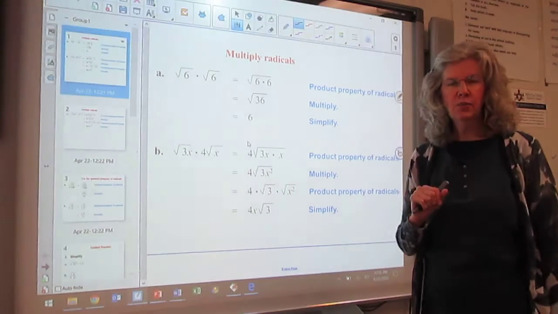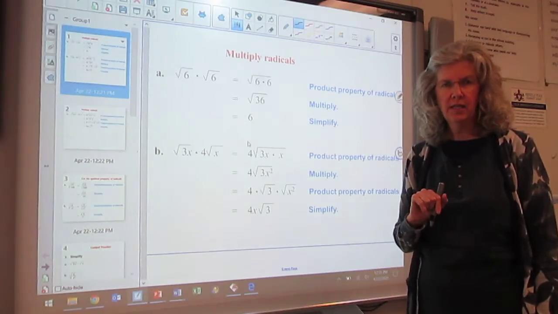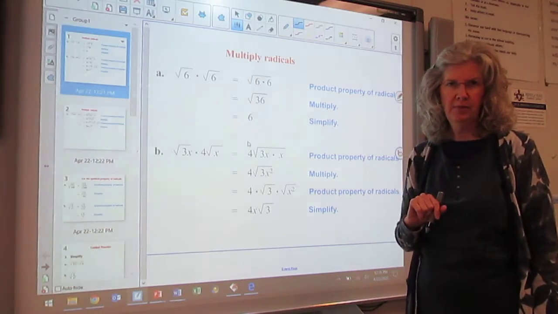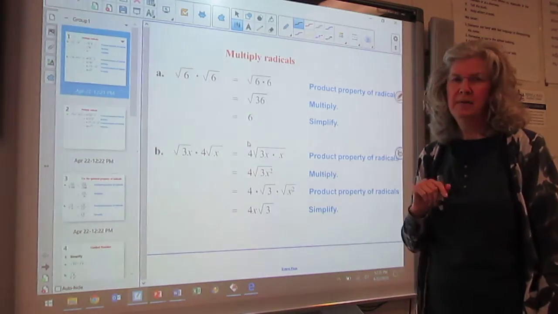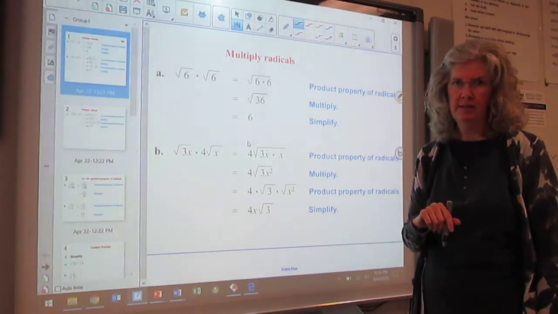Hi, algebra students. We're going to continue our study of radicals, and we're getting into the heart of the chapter. This is the interesting part, the fun part. We're going to learn how to multiply, divide, and simplify radicals.